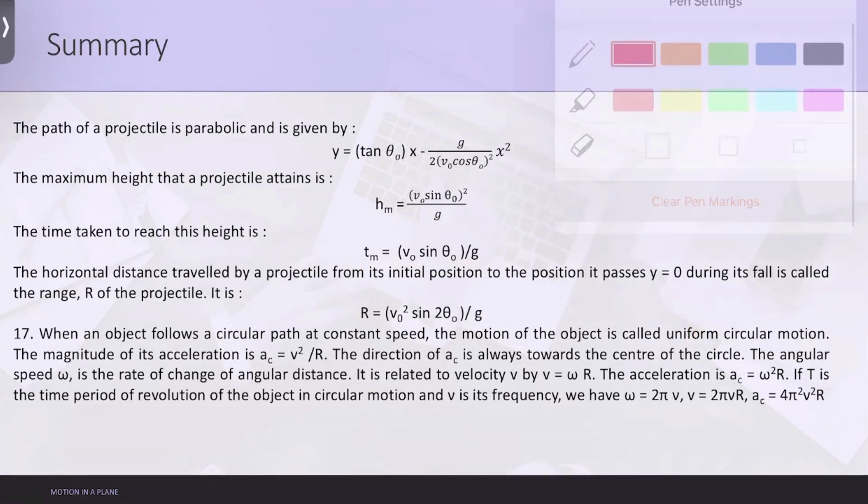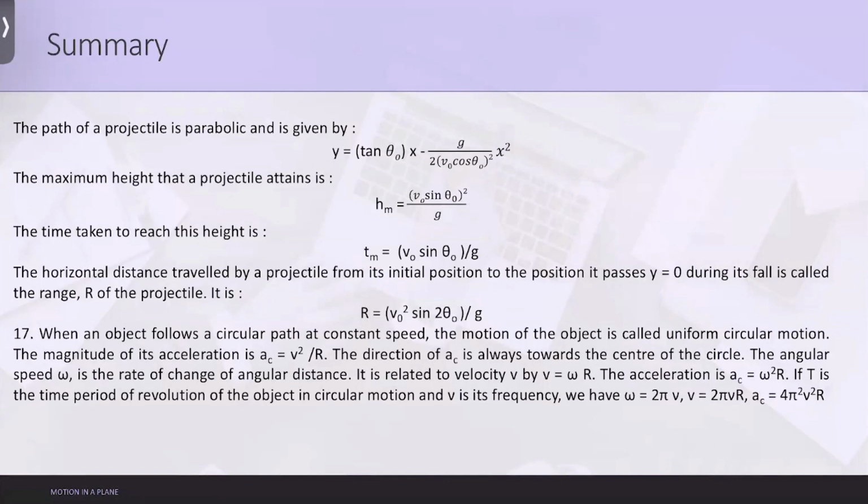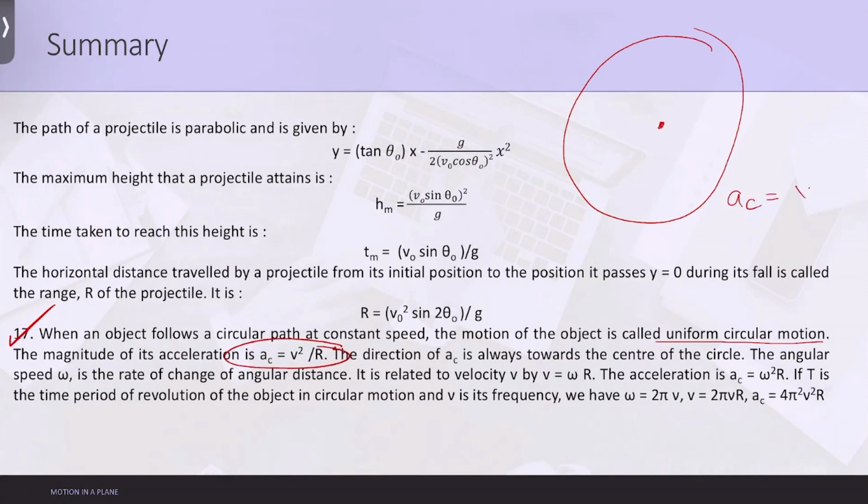Fine. So that being said, the last discussion in this lecture was based upon uniform circular motion. When an object follows a circular path at a constant speed, the motion of the object is called uniform circular motion. What is the magnitude? The magnitude of AC, which is called centripetal acceleration, is nothing but equal to v square by r. The direction of AC is always towards the center of the circle.